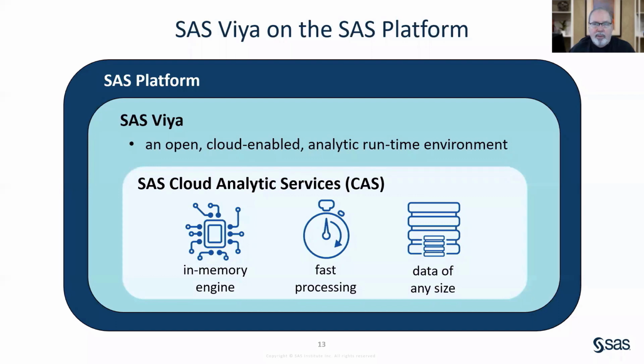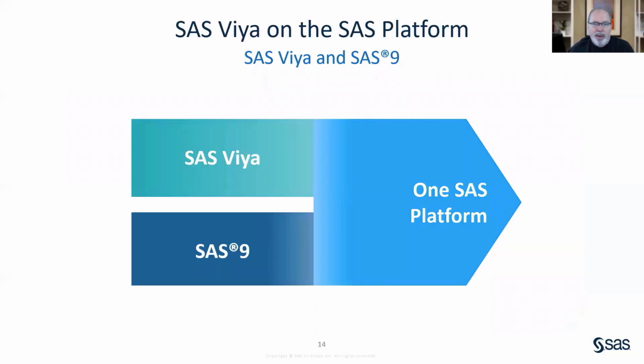Now in this class, some of our processing will be done in SAS Viya on the open cloud-enabled analytic runtime environment we refer to as the SAS Cloud Analytic Services, or CAS. CAS provides an amazing platform for dealing with data that's preloaded into memory and can stay in memory while you process it with subsequent steps without having to be loaded to disk in between. This makes your processing run extremely fast. And SAS Viya, or CAS, includes technology that allows you to handle data of any size, even if it's larger than the memory you have available to you. SAS Viya and SAS 9 are both vital parts of our SAS platform.